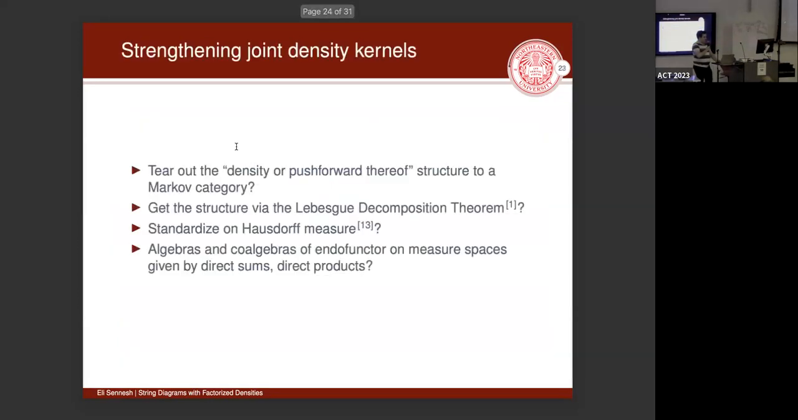So that's pretty much the end of it. But there's a few ways I think this could actually be improved mathematically. One would be to take this idea of something with a density or a push forward thereof and put it into a proper Markov category instead of a copy delete category, because joint and diff joint are only going to form copy delete categories. They don't have a terminal object with a unique morphism into it. So they're not semi-Cartesian like a Markov category should be.